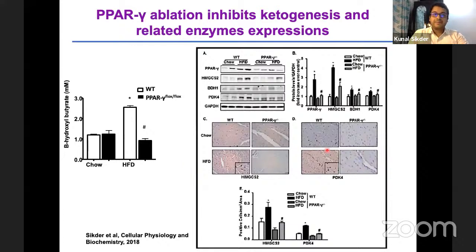And this is the same thing, but we also did immunohistochemistry, this is the microscopic picture. The same thing we can see here, that with the PPAR gamma knockdown, the HMGCS2 protein expression is also very low in the left ventricular heart tissue.